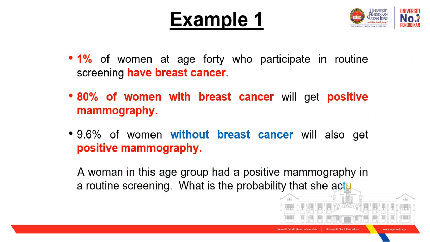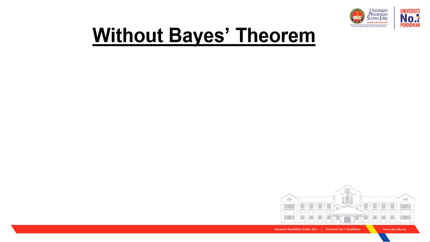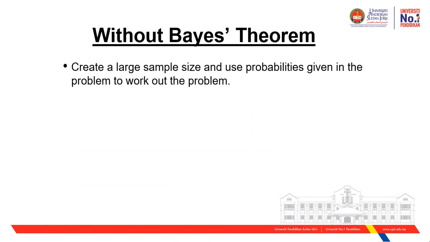So for this case, a woman in this age group had a positive mammography in routine screening. What is the probability that she actually has breast cancer? So the question is, what is the probability that she actually has breast cancer given that she had a positive mammography? I will show you the solution for this example in two situations. First, we try to solve it without Bayes theorem, and then I'll show you how to solve it using Bayes theorem.